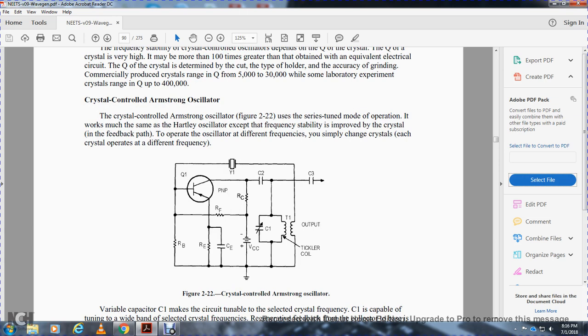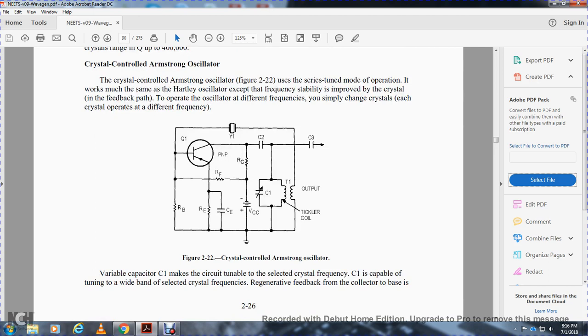Now, the crystal controlled Armstrong oscillator. The crystal controlled Armstrong oscillator uses the series tuned mode of operation and works much the same as the Hartley oscillators, except that the frequency stability is improved with the crystal in the feedback path. The oscillator frequency is changed by simply changing the crystal, and each crystal operates at a different frequency.